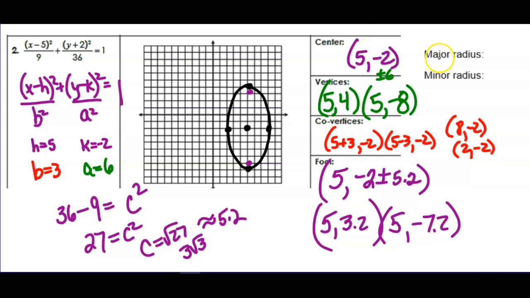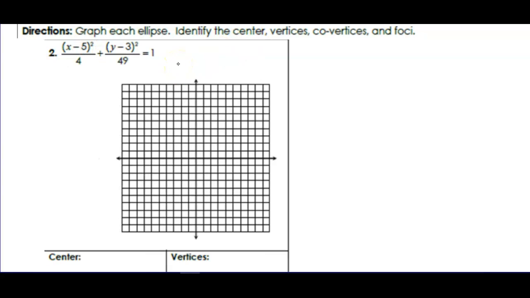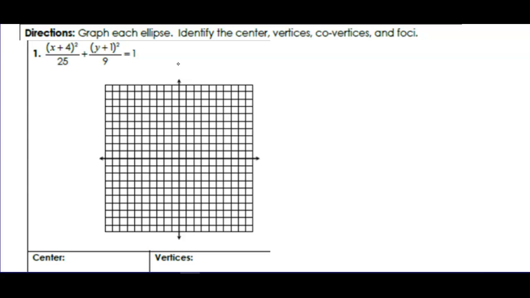All right. Major radius was in this case up and down, so it's really just asking you what A is. And minor radius was across, which was 3. Radius, remember, again, goes from the center only one way, not all the way across. Major axis would be 12 and minor axis would be 6, all the way across. Okay. So I'm going to go through this one quickly and then maybe let you do that one on your own.